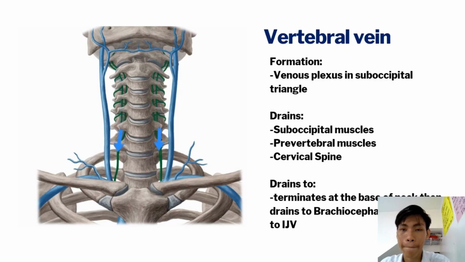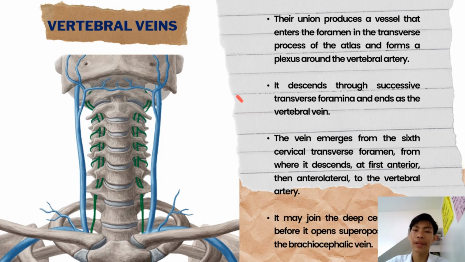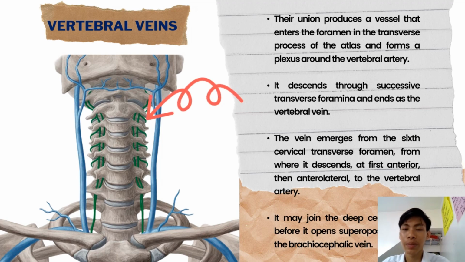This is a more comprehensive note on the vertebral vein. Their union provides a vessel that enters the foramen in the transverse process of the atlas and forms a plexus around the vertebral artery. It descends through the successive transverse foramina and ends as the vertebral vein. Then this vein emerges from the sixth transverse foramen, from where it descends first anterior, then anterolateral to the vertebral artery.